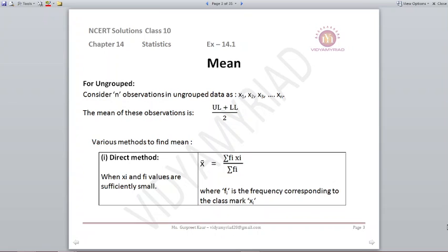The various methods which can be used in finding the mean: number one is known as the direct method. You have to take care that the direct method will be used only when your xi or fi values are small enough. Mean is represented by x bar, the mean symbol. This will be equal to sigma, which means sum or total, of fi into xi upon sigma fi, where fi are the frequencies corresponding to the class marks xi.